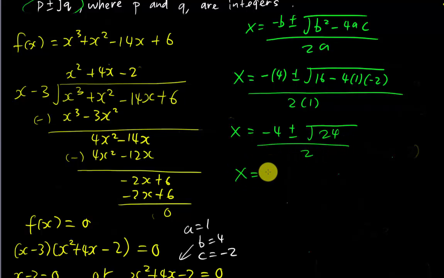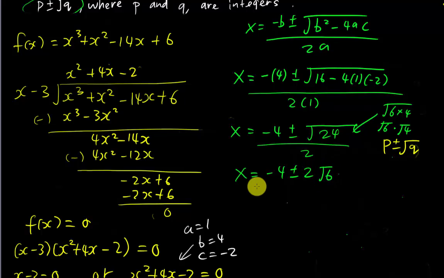Then this one I will need to solve further, because the question reminds us the answer must be p plus minus square root q. That means I cannot have the fraction over here, so I will continue to solve this one. So this one will be negative 4 plus minus, 24 itself will be square root 6 multiple 4, because I want to take a perfect square number out. This is square root 6 multiple square root 4. Square root 4 is 2. So I will get 2 square root 6 divided by 2.